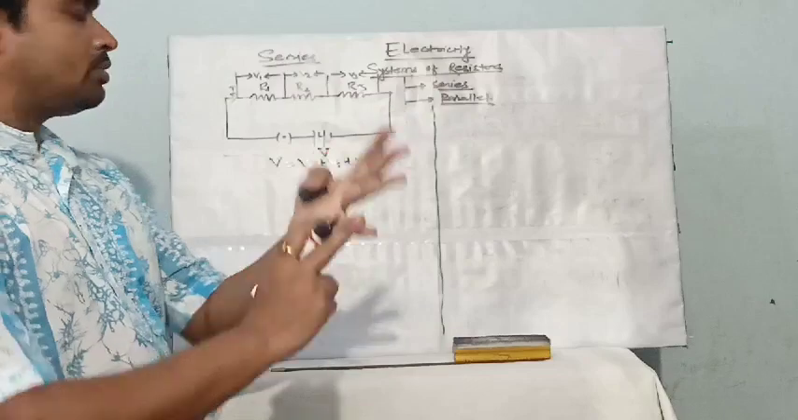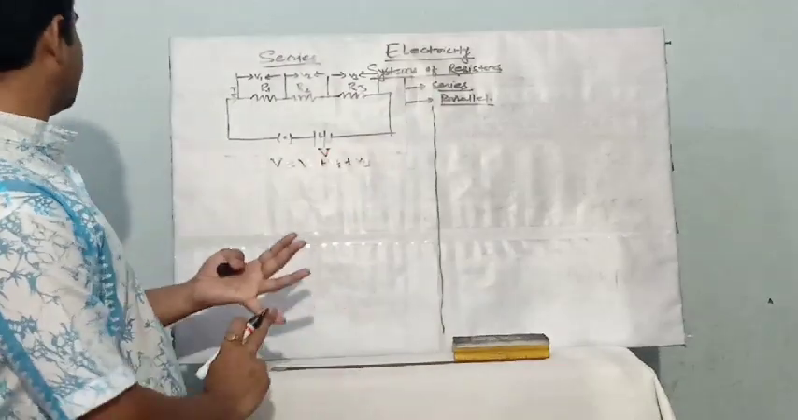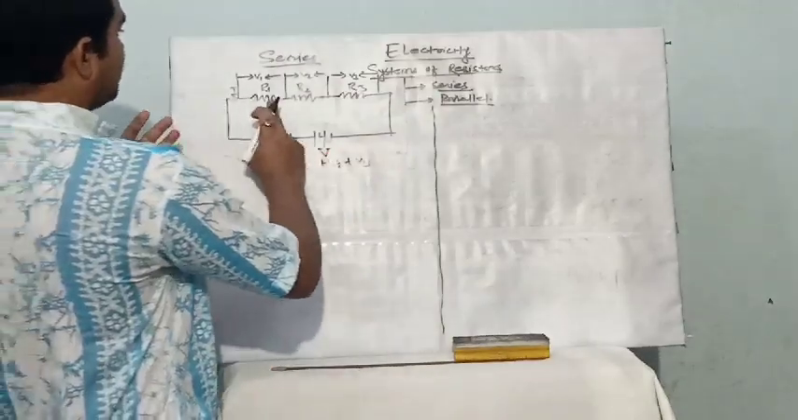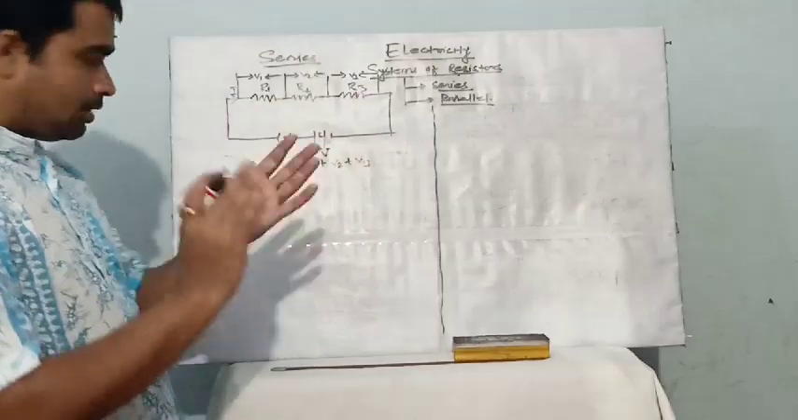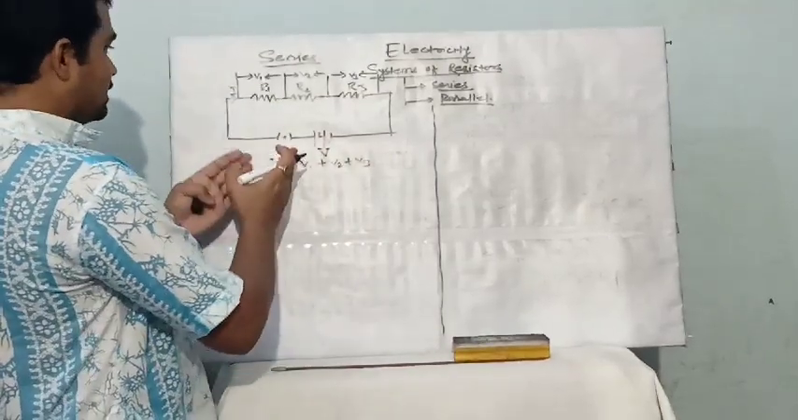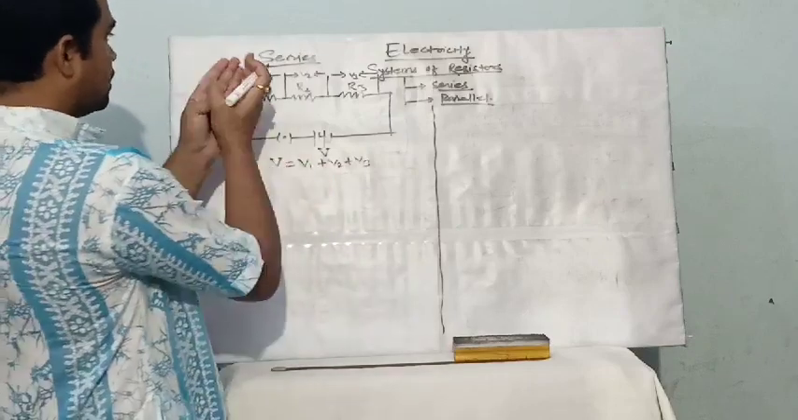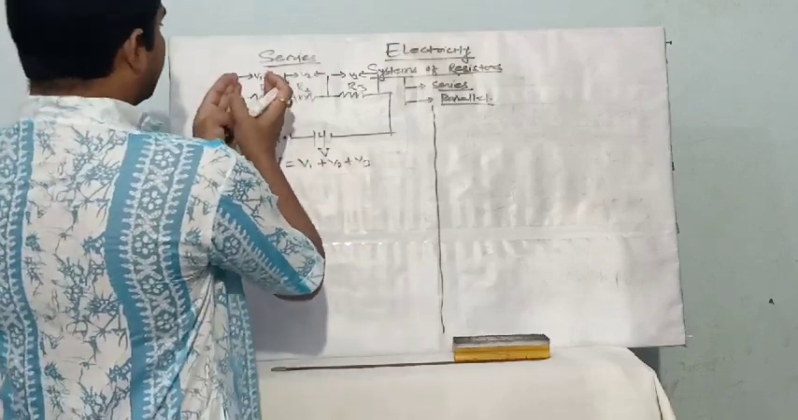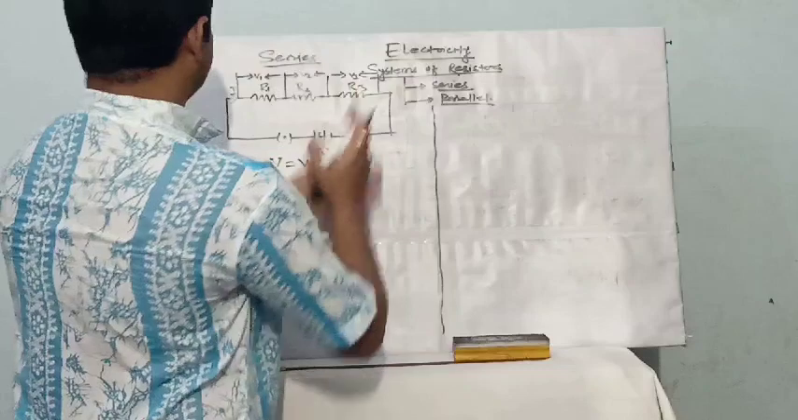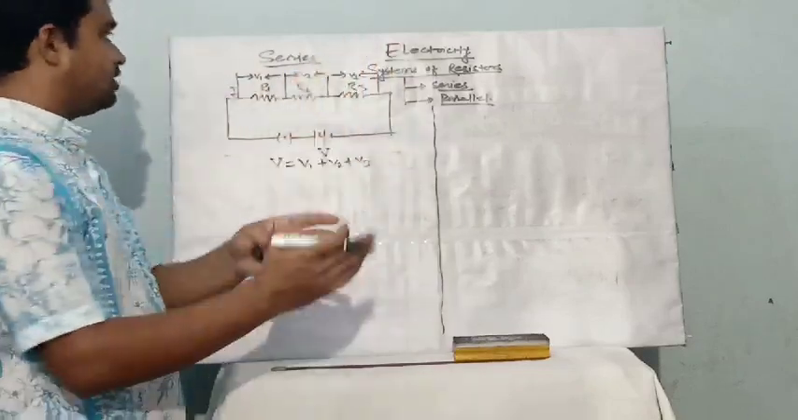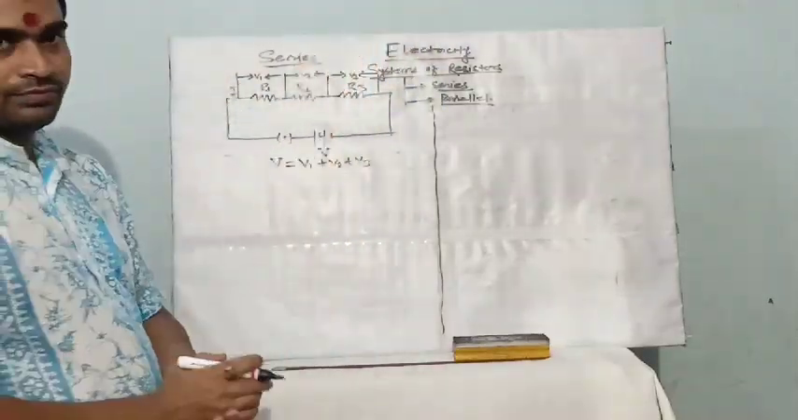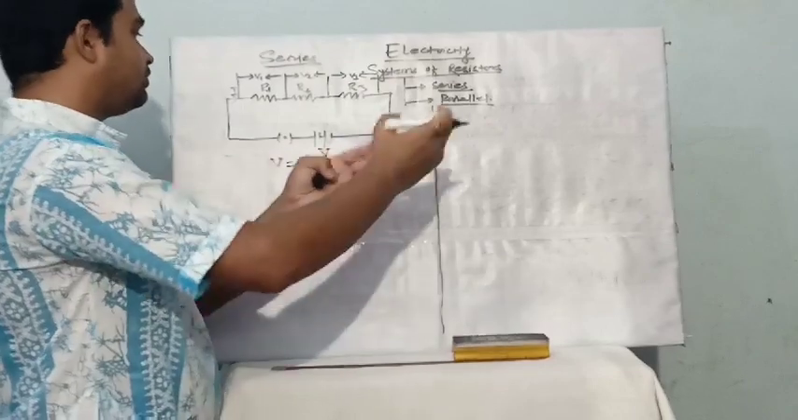The first property is that in a series combination, the amount of current passing through each resistor is equal, and the potential difference applied across the total combination is equal to the sum of the potential differences across the individual resistors, that is V1 plus V2 plus V3. If there are 4, 5, 6, 7 resistors, then we will add V1, V2, V3, V4, V5, V6.